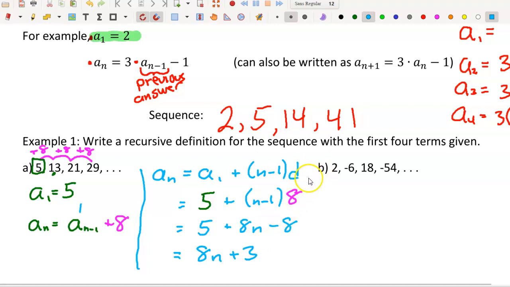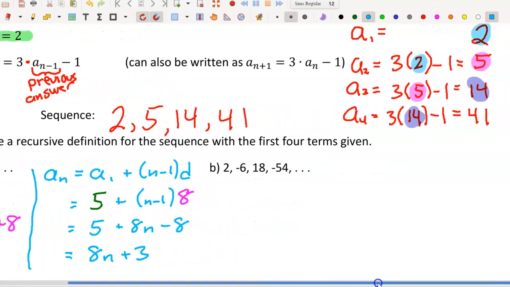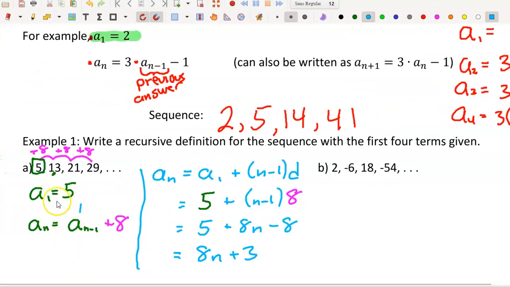All right, so give that a try. Go and give that a try for B here. This one's going to be geometric, but try to write this new format, which is the recursive, and then also do the general, and let's see how that comes out.